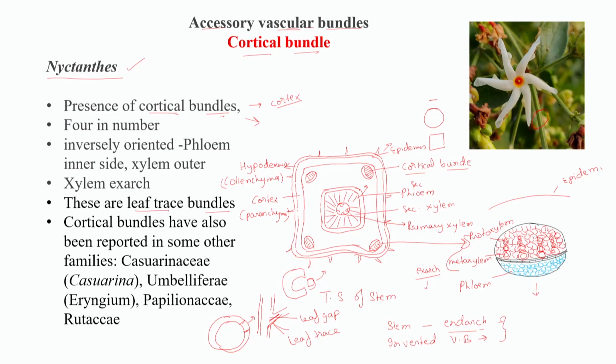And in this way, the orientation of xylem and phloem also gets inverted, and even the protoxylem and metaxylem are also inverted. So you can find this type of cortical bundle in other families also, like Crassiorhinaceae, Umbelliferae, Papilionaceae, Rutaceae. In a few members, in some examples you can find them, but try to remember this Nyctanthus example.